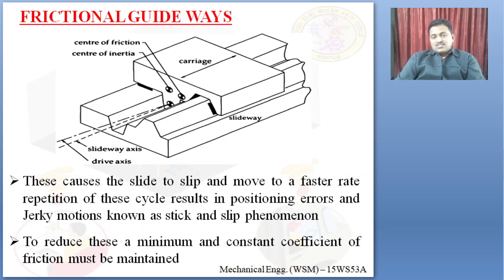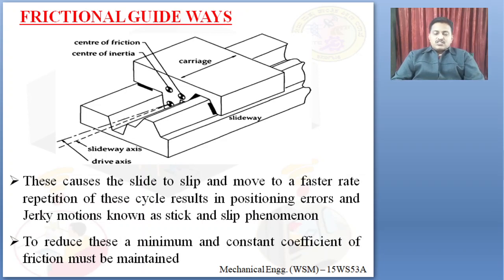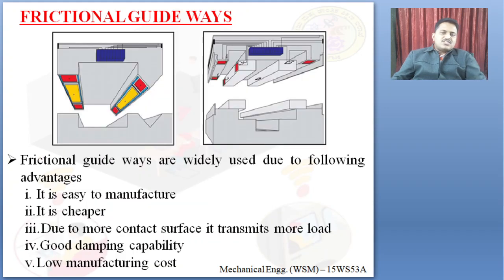That is why the surfaces should be accurately machined. If they are not machined well, it results in the stick-slip phenomenon. Stick-slip is a jerky motion between the slide and a carriage or a tool post. To reduce this, a minimum and constant coefficient of friction should be maintained. If the coefficient of friction is not uniform, then this type of defect is caused. So the surface should be accurately machined so that a minimum and constant coefficient of friction is maintained. Once you maintain a constant and minimum coefficient of friction, the frictional forces will be reduced.